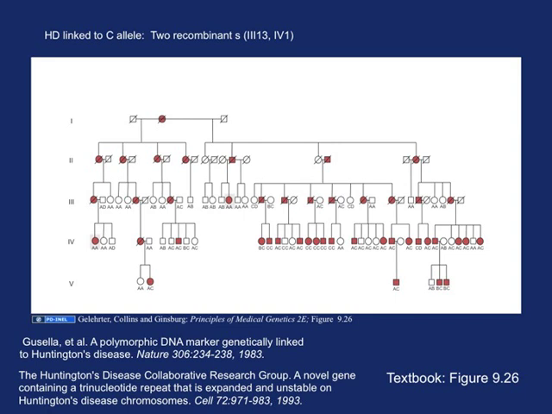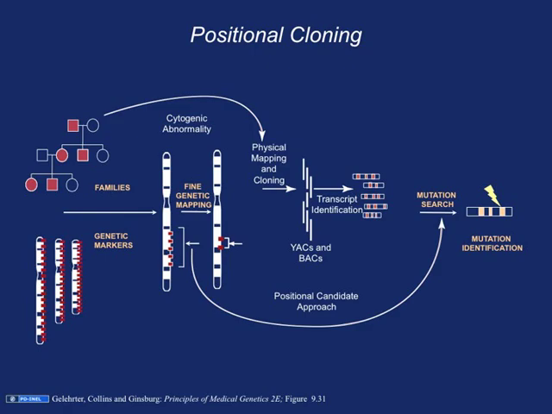It meant you could do this typing for this polymorphic marker that's got nothing to do with anything, except it happens to be near the Huntington's disease gene, and you could predict accurately who was going to get Huntington's and who wasn't. So the first thing you would do from this approach, by checking markers throughout the genome in a family and seeing what got inherited along with the disease gene, you could figure out where the gene was.